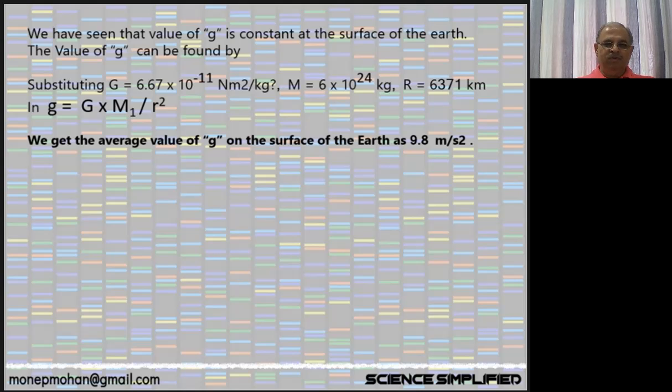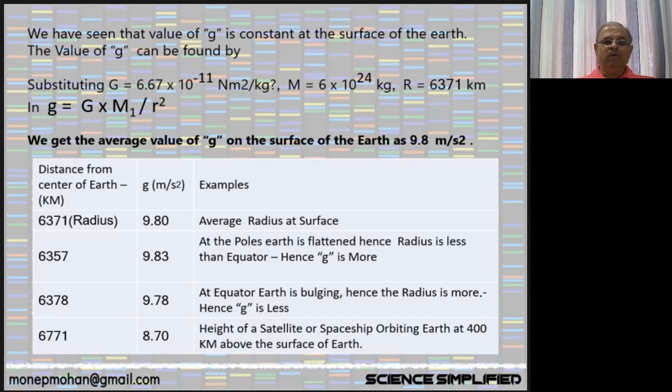We call it the average value because the radius of the Earth is not uniform all over. At the poles, Earth is flattened, hence the radius is less than at the equator, hence g is more. At the equator, Earth is bulging, hence the radius is more, hence g is less. And at the height of a satellite or a spaceship orbiting Earth at 400 km above the surface of the Earth, g is further reduced.